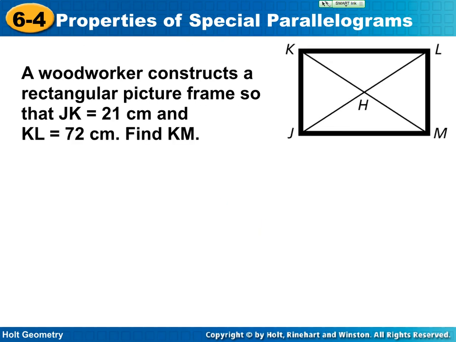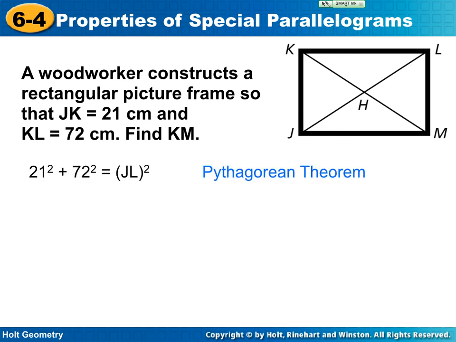Same picture, a little bit different information, find KM. So give some thought, pause this presentation. Okay, how do you find KM on this one? Use the Pythagorean theorem. Well, where's your right triangle? Remember the angles on a rectangle are 90 degrees.